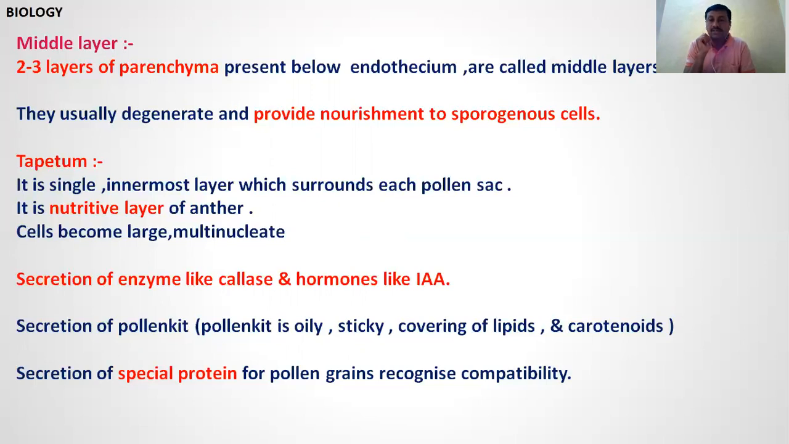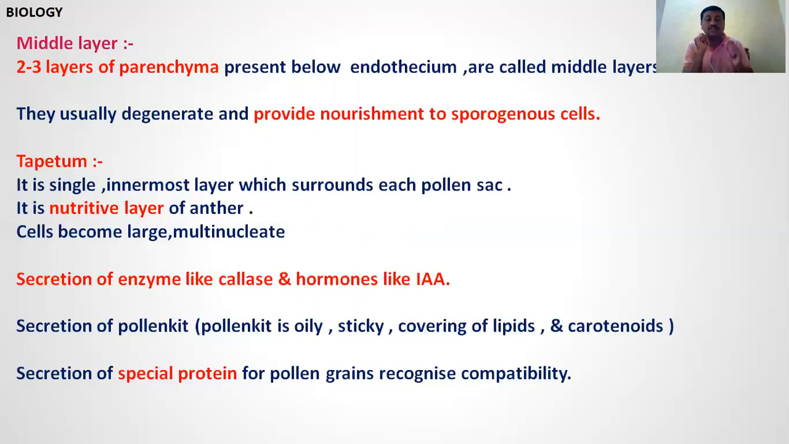It also secretes the pollen kit. पोलन ग्रेन्सला एक प्रोटेक्टिंग लेयर्स आहेत. This pollen kit is an oily, sticky covering of lipids and carotenoids. They are also provided by the tapetum, the innermost protecting covering layer.